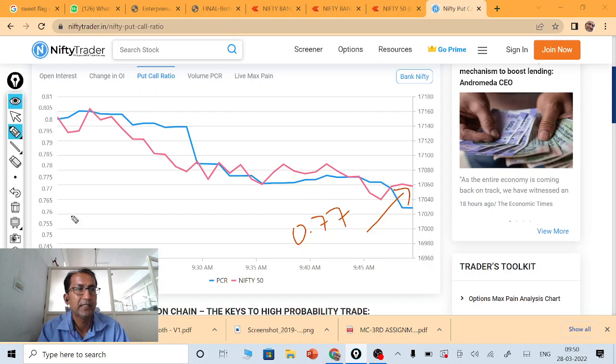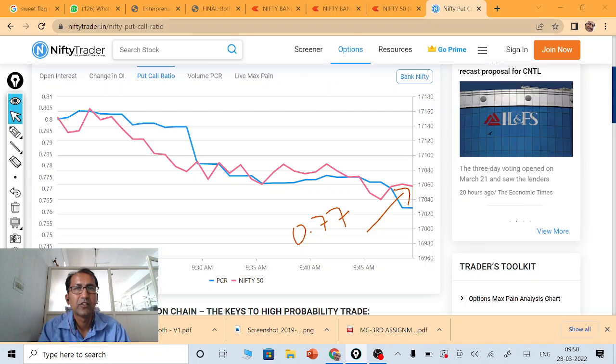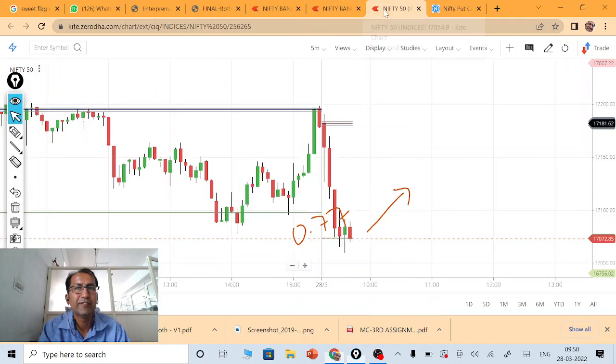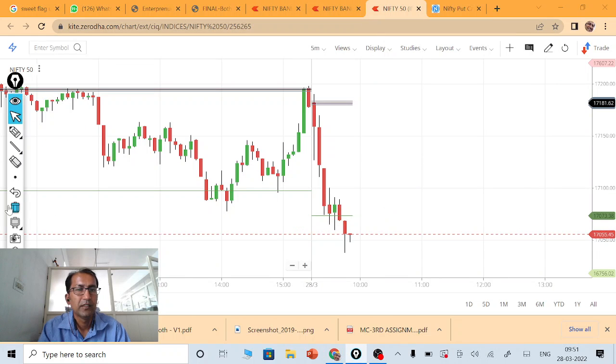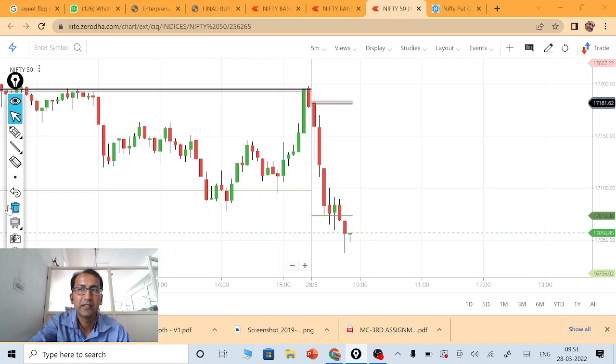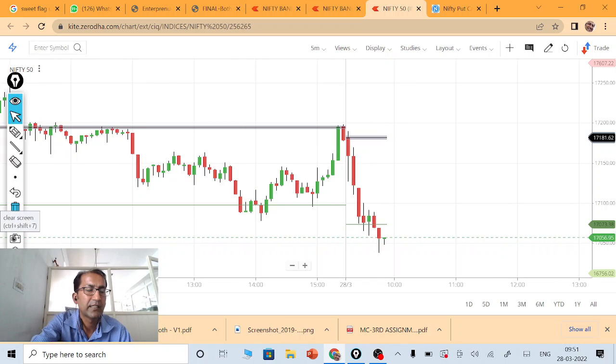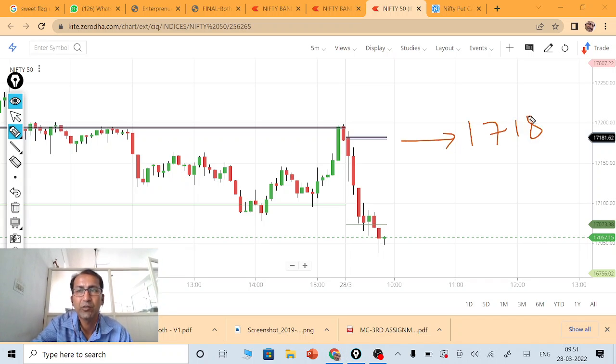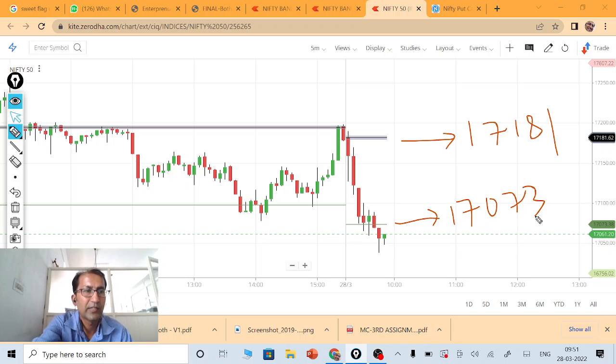Now let me come to the Nifty levels. What is happening to Nifty? Nifty is way below the pivot, the CPR, central pivot. Central pivot is around 17,181. So Nifty is way below. It is trading below the important support. So the important support is 17,073.